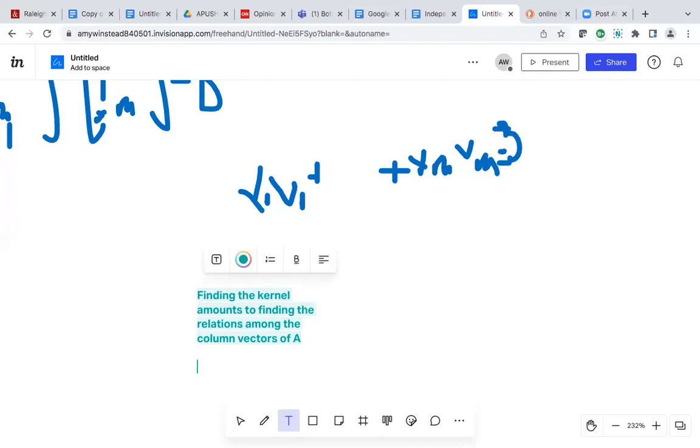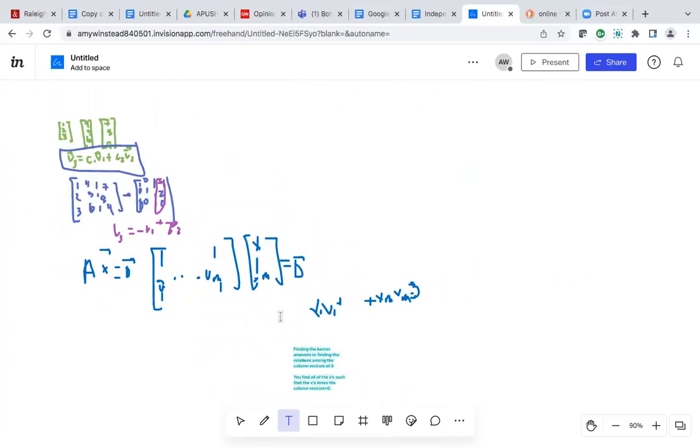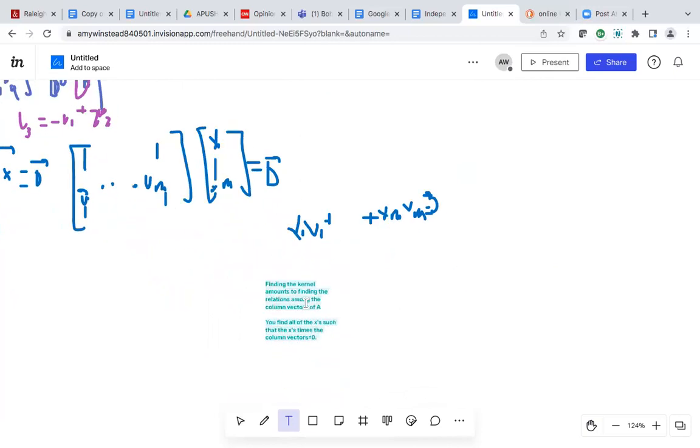I'll write this down. It might change in case I'm wildly off, but I think I'm right. So you find all of the x's such that the x's times the column vectors equal 0. And you take those x's and turn them into vectors. Like, for example, if you've got 1 times v1 plus negative 2 times v2 plus 3 times v3 equals 0, you do 1, negative 2, 3, and that becomes a vector, and that is part of the kernel. So that is what I've seen from other examples. It's just kind of like another way of thinking about it from the dot product.